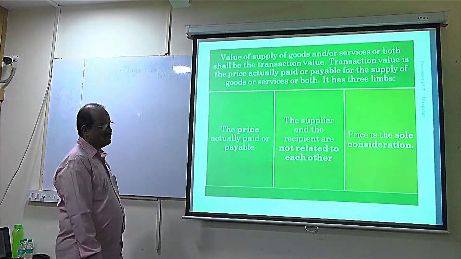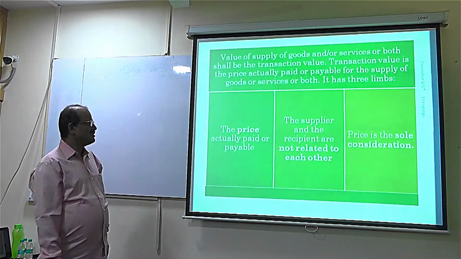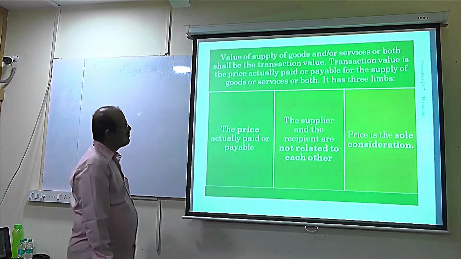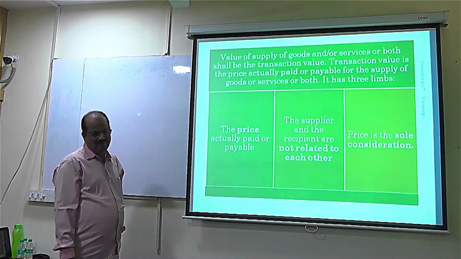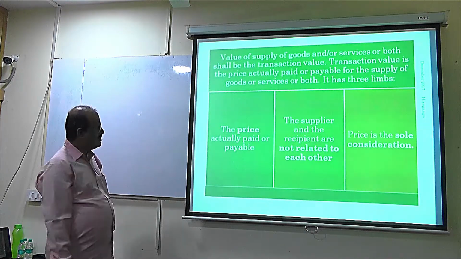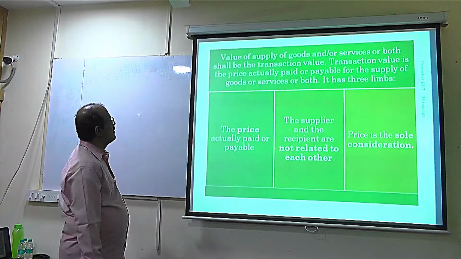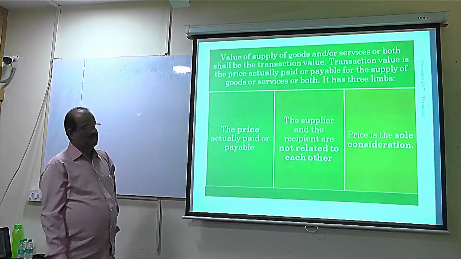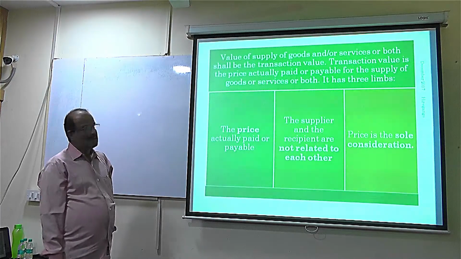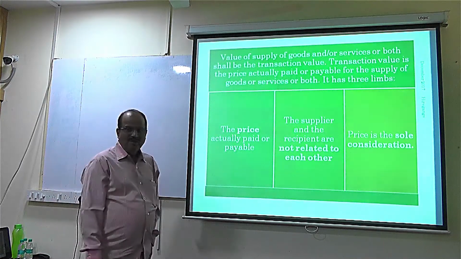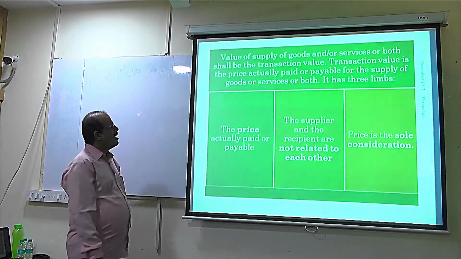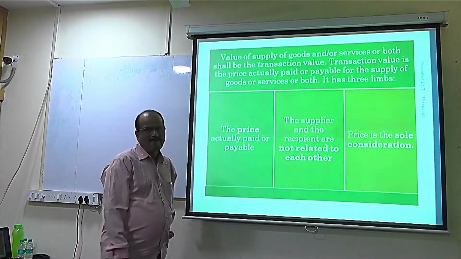Now we go to the main section, which is section 15 of CGST Act. The section provides that value of supply of goods and supply of service or both shall be the transaction value. Now, what is transaction value? Transaction value is the price that is actually paid or payable for the supply of goods or services or both.